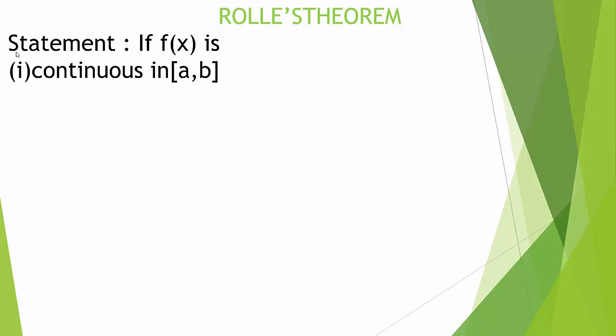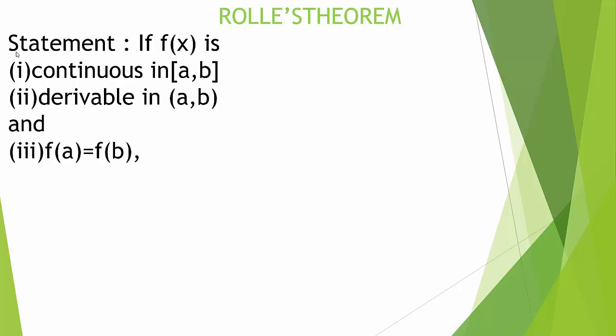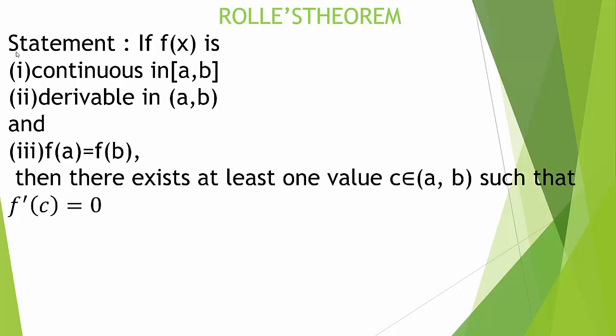If f(x) is a continuous function in the closed interval [a, b], f(x) is derivable in the open interval (a, b), and the functional value at a equals the functional value at b, that is f(a) = f(b). That means if a function satisfies these three conditions, that is, the function must be continuous in the closed interval [a, b], it must be derivable in the open interval (a, b), and f(a) equals f(b).